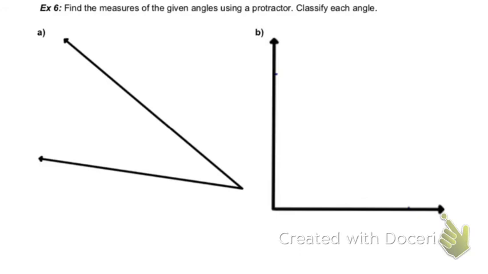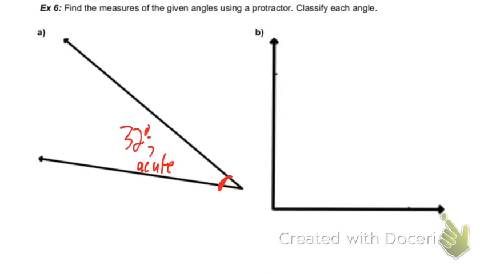So what does someone have for letter A? Okay, Kevin, 32 degrees. That's what I had, 32 degrees. So as long as you had 30, 31, 32, 33, or 34, you'd be correct. And what kind of angle is that? Acute.